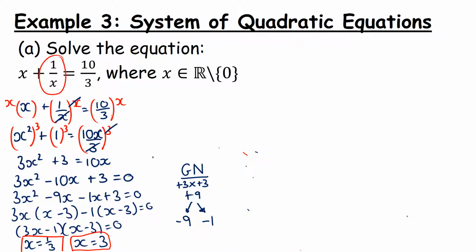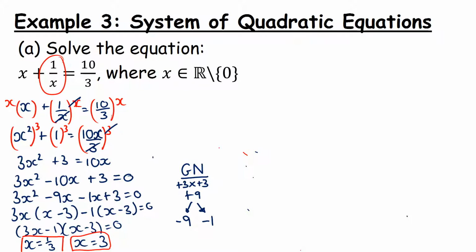So we're going to solve this, and I'll use the guide number here. So the guide number is going to be plus 3 by plus 3, which gives me plus 9 as the guide number, meaning the signs are going to be the same. So some factors of plus 9 will give me minus 10. It's going to be minus 9 and minus 1. So we get 3x squared minus 9x minus 1x plus 3 equals 0. 3x is common. x minus 3, minus 1, x minus 3 equals 0.